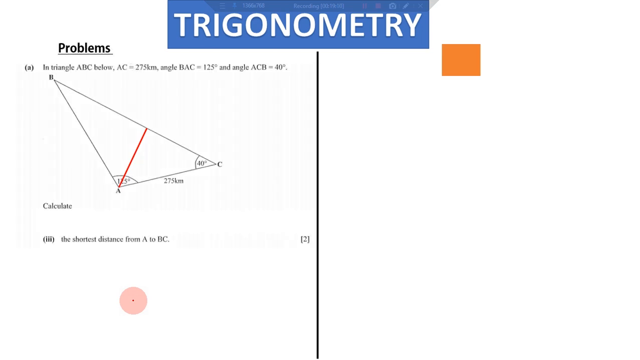Finally, now the question is asking us to find the shortest distance. Okay, from where? From A to BC. Okay, so for us to find the shortest distance from A to BC, look at this line that has been drawn. This line is perpendicular. It is forming a 90 degree angle just here. You remember the formula? Okay, where we are multiplying 2 times the area divided by what? The longest side.